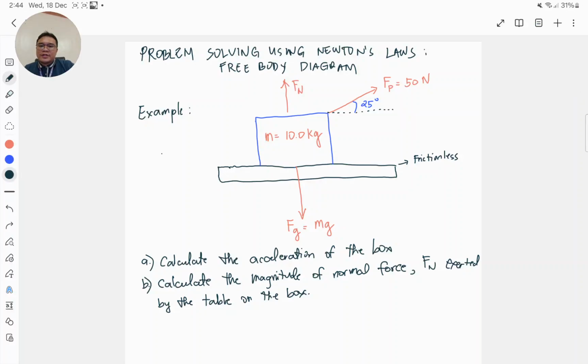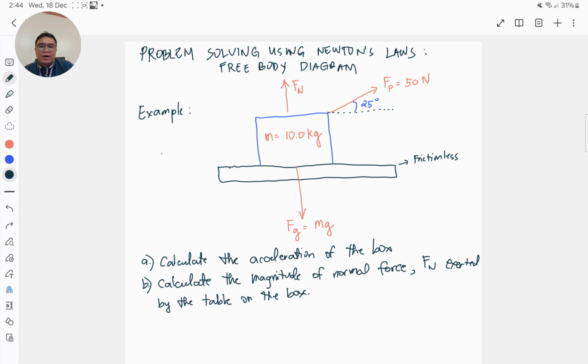Now let's have another example of problem solving using Newton's laws by applying the free body diagram method. For instance, we have here a box that is completely resting on a frictionless surface. Meaning, we can neglect the effects of friction on the motion of the box here.